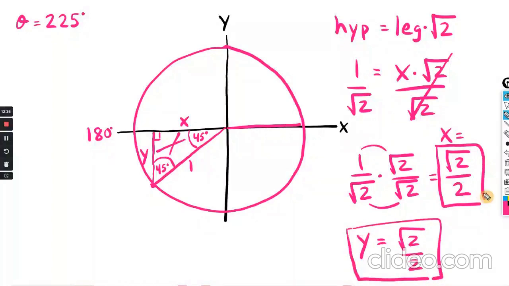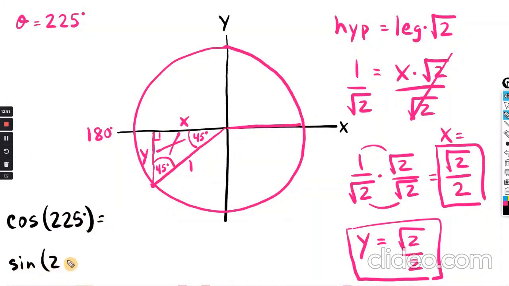Now, once again, just like last time, we need to do our final step. Okay, we have the cosine of 225. And we have the sine of 225. Now, we said the cosine is our x-coordinate. Okay, for x, we got radical 2 over 2. But in this section here, the x's are negative. See this point right here? The x value is going to be negative. So it's going to be negative radical 2 over 2.